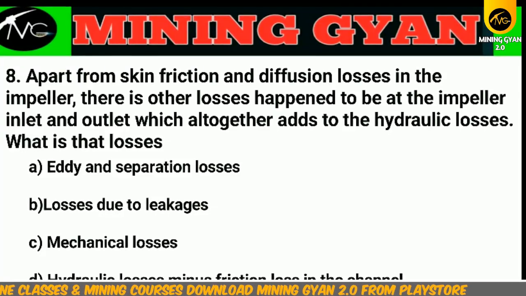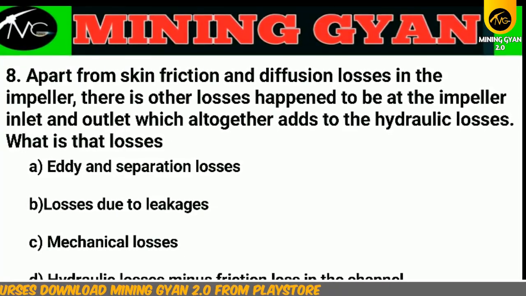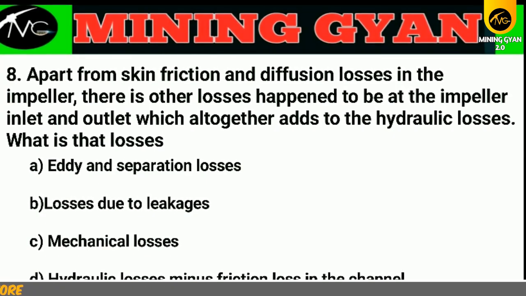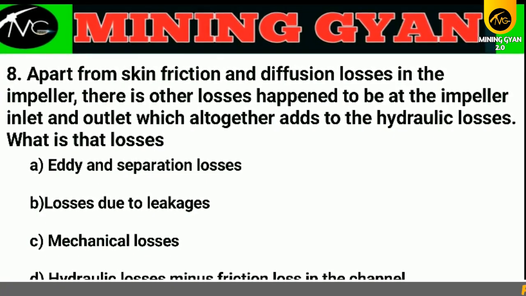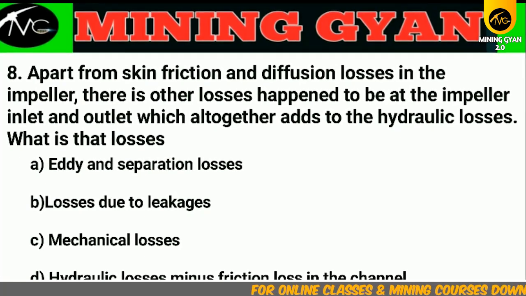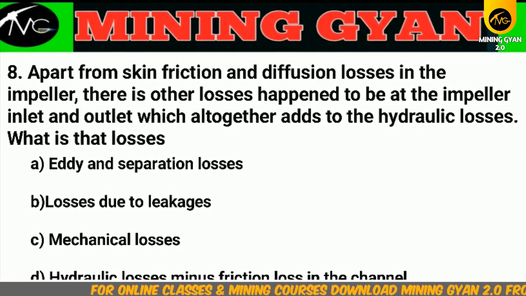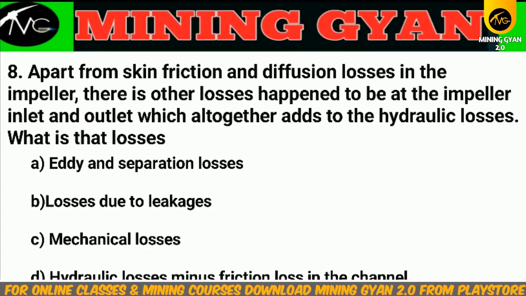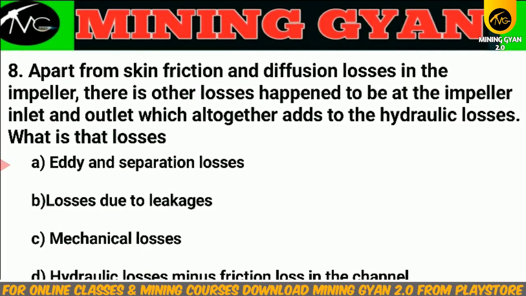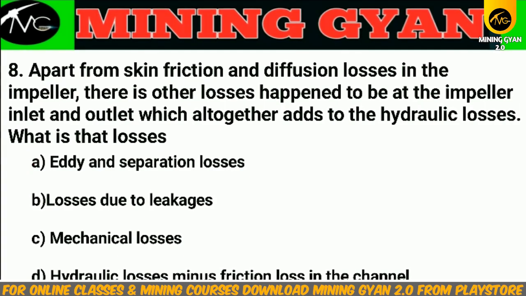Next question is, apart from skin friction and diffusion losses in the impeller, there are other losses that happen to be at impeller inlet and outlet, which altogether add to the hydraulic losses. What are those losses? A. Eddy and separation losses. B. Losses due to leakages. C. Mechanical losses. D. Hydraulic losses minus frictional losses in the channel. Right answer is A. Eddy and separation losses.